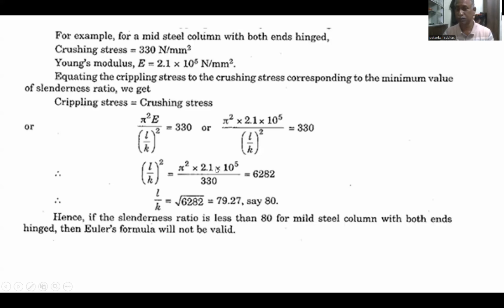So remember this. This question is generally asked in MPSC also. Write down or prove that when LE by K is less than 80, Euler's formula is not applicable. This is the proof.